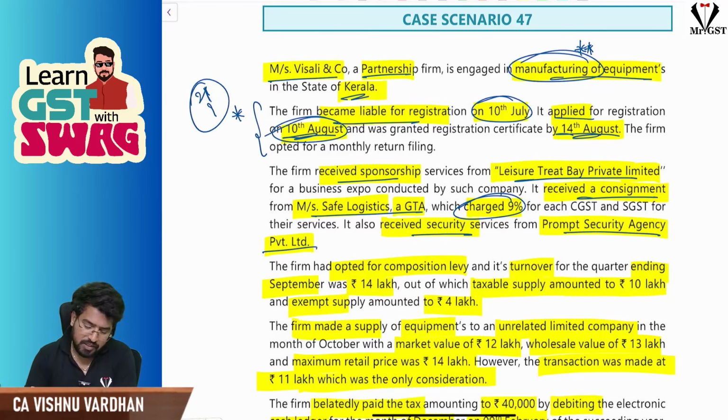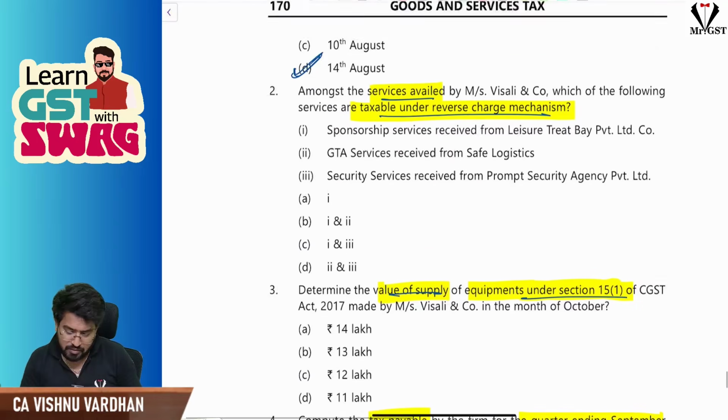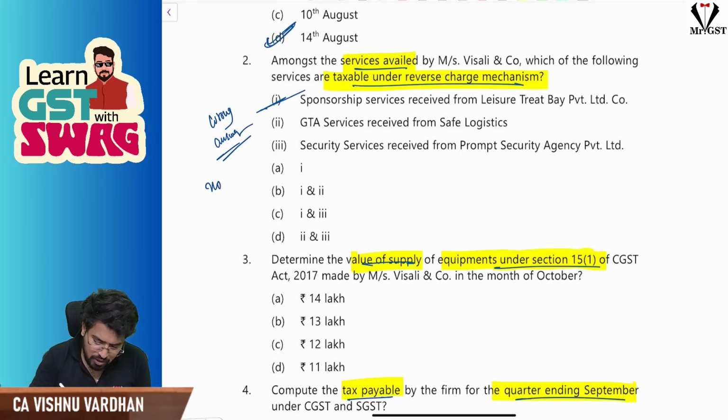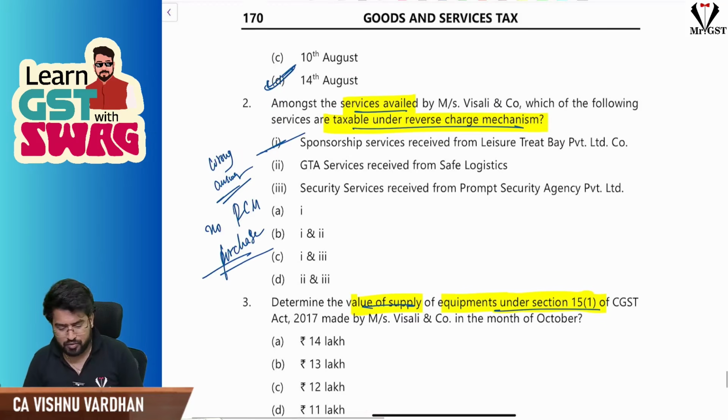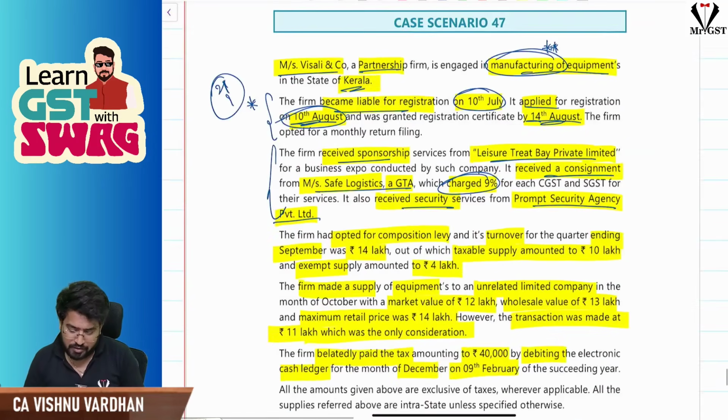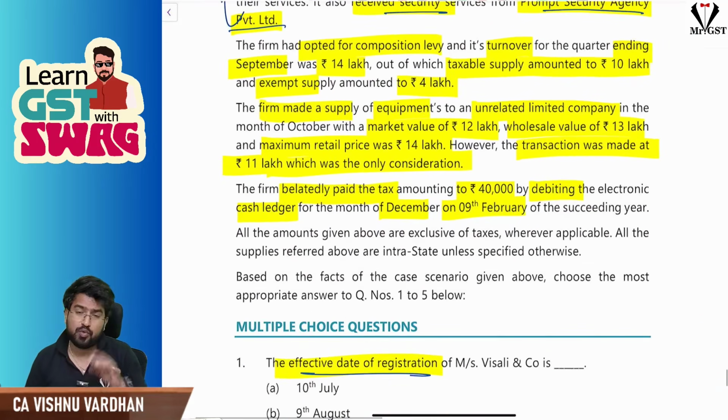Here RCM. So for these three services, technically speaking, RCM will not come, but they gave the answer based on old provisions saying that sponsorship services RCM will come into picture. So there is a wrong answer actually here. No correct option. No RCM purchase for this question actually. Okay, so wrong answer here. This is not at all a correct one. Okay, fine, right. I repeat, they have given the answer based on old provision of sponsorship services. Right. Coming to the next one.